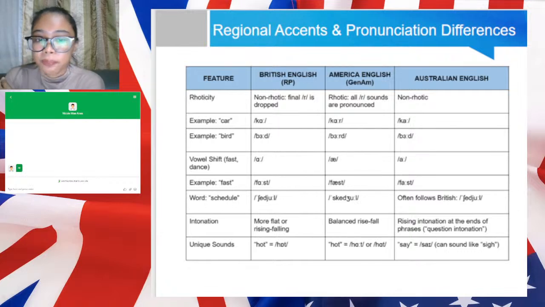Say, for example, we have the word schedule. In British English, they usually pronounce the word schedule as schedule.